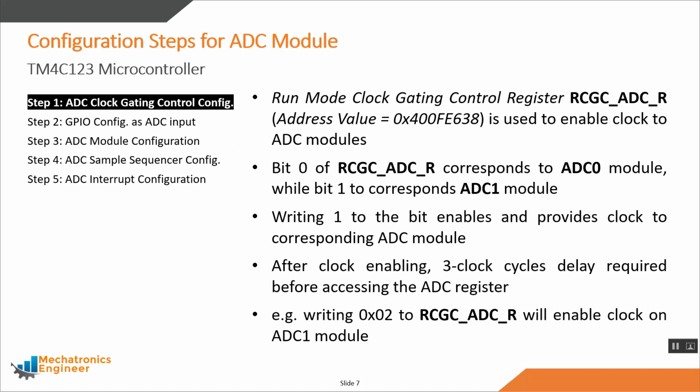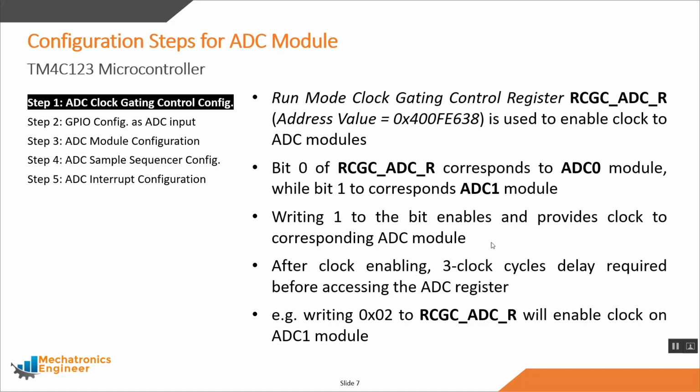As I said earlier, there are two ADC modules integrated in the TM4C123 microcontroller. The clock for each ADC module can be configured separately using the run mode clock gating control register. This register has this address value. Bit 0 of the register corresponds to the ADC0 module and bit 1 corresponds to the ADC1 module. Writing 1 to the bit enables and provides a clock to the corresponding ADC module.